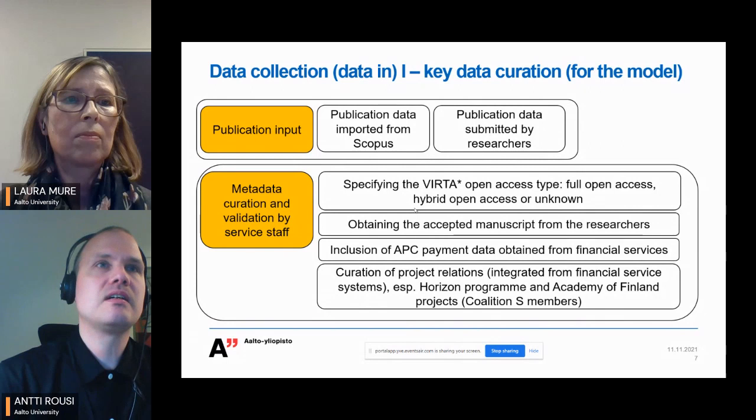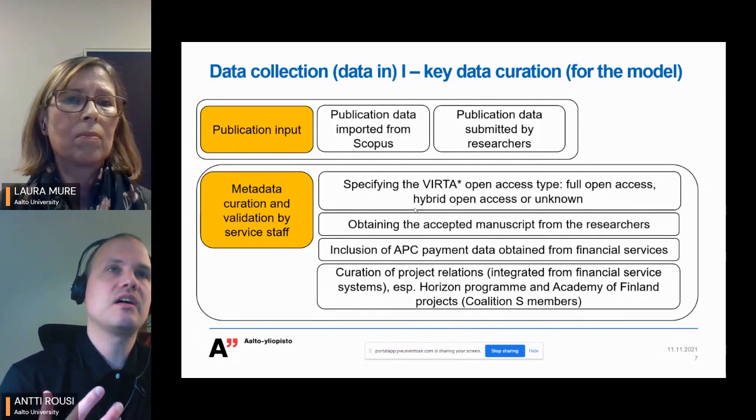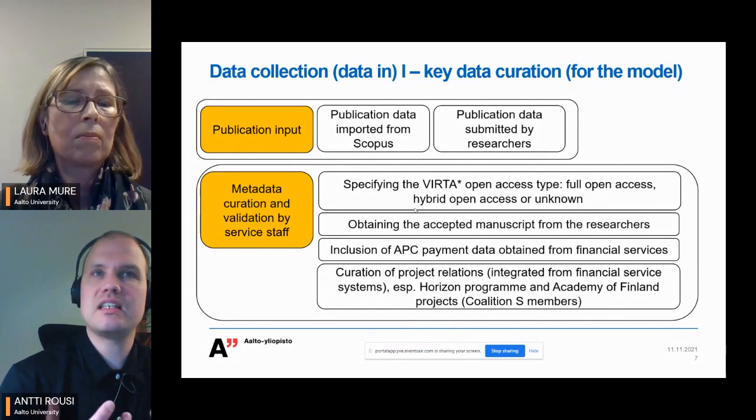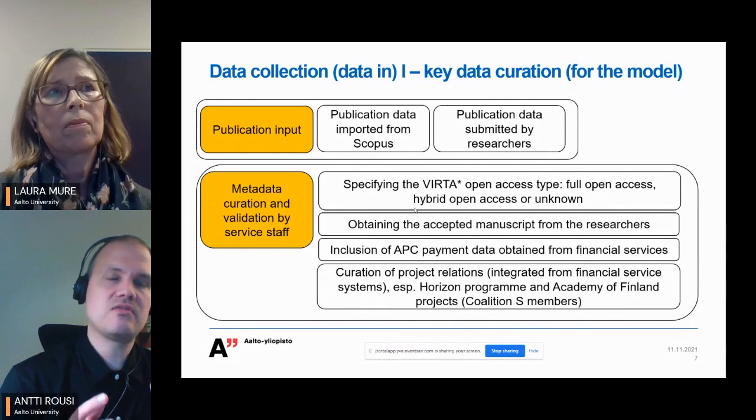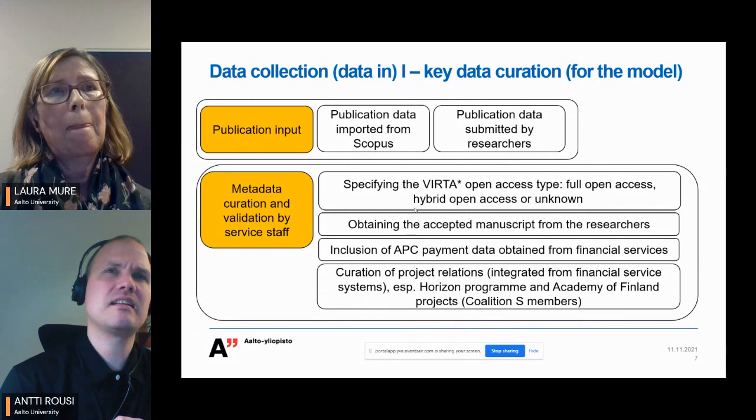And then after the publication metadata has been imported, we do a curation of the data, specifying the VIRTA open access type. We try to obtain the manuscript from the researchers, probably something that you all do as well. And then we include the APC payment data from financial services in the articles, and then we do the curation of project relations. The project instances are integrated from the financial service systems, but then the validator, or the person doing the curation, checks and adds these relations to the articles. So that's the base of the model. And as Laura will point out, that's probably the Achilles heel that we found: it is likely that our project relations are not as accurate as they could be, but Laura will talk about that later on. Laura, could you please show the next slide?